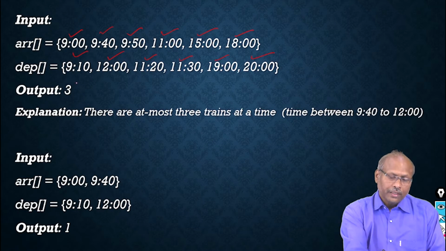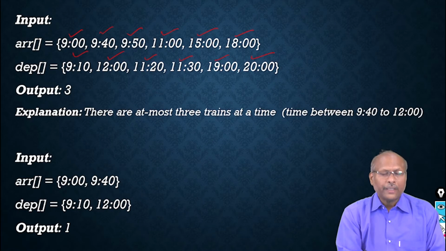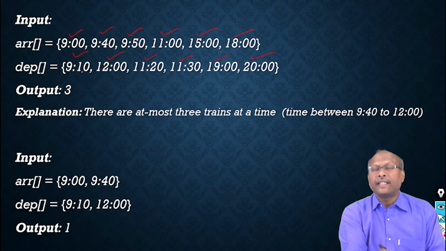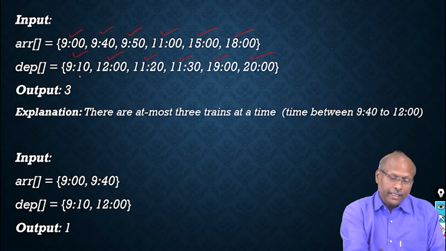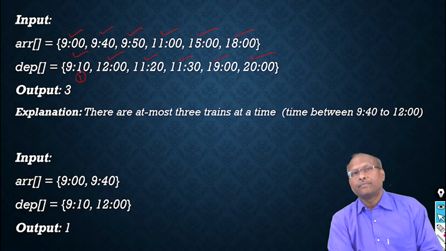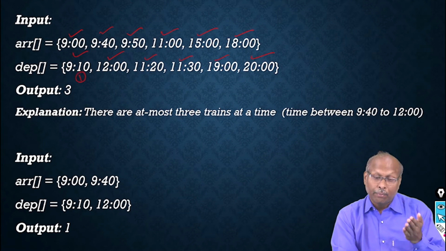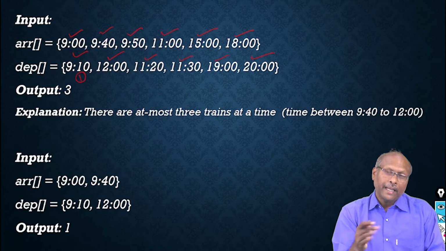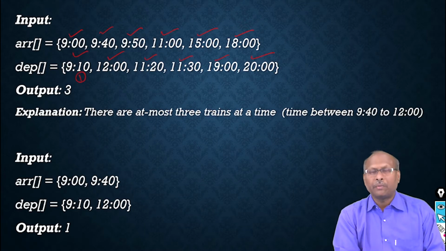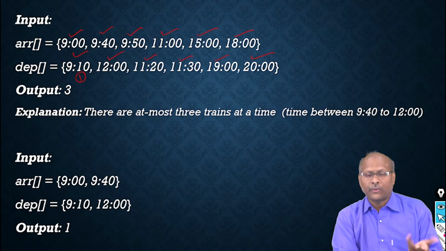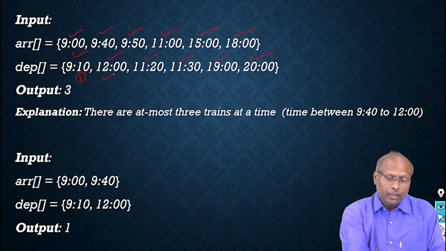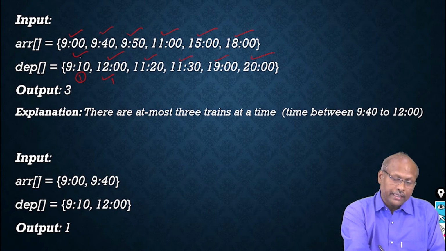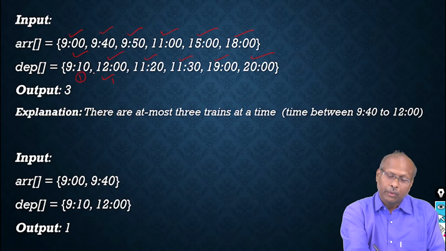Here, if you observe, the first train comes at 9 and leaves at 9:10. So up to 9:10, I need only one platform because only one train is there. After 9:10 that platform is vacant. Once no trains are there, no platforms are required. Similarly, one more train comes at 9:40 and leaves at 12 o'clock. So there is no platform required for the first train now.